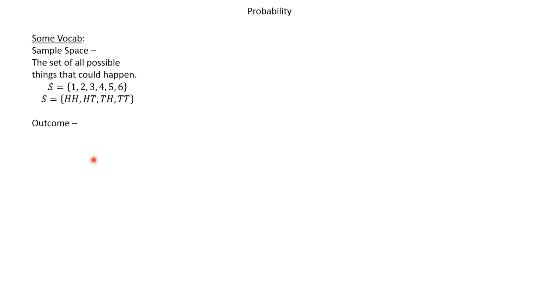So the next one is an outcome. And an outcome is just a piece of the sample space. One thing that could happen. An element of the sample space. Element just means it's a piece of it. Example, outcomes. Roll a dice, get a 2. Flip 2 coins, get 2 tails. Like any one of these things is an outcome.